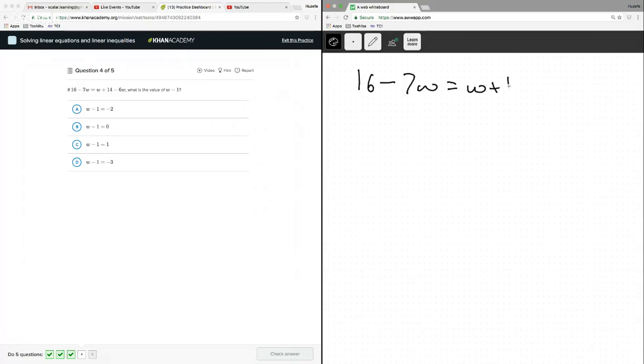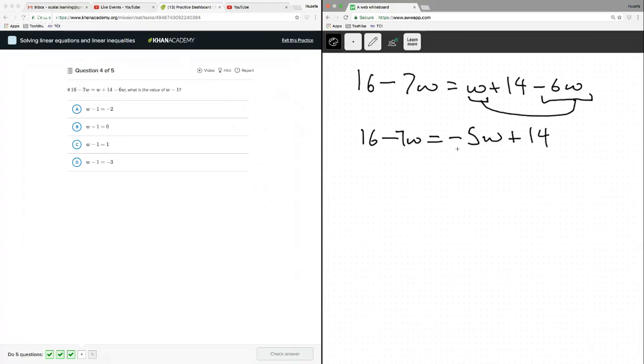W plus 14 minus 6w. First, I'll do it step by step. First, I'm going to add 6w. Actually, you know what? I'm going to do it the proper way. First, we should probably combine these w's here on this side because we got 2 like terms. So w plus negative 6w. So then I'll rewrite the whole thing. 16, minus 7w equals. That's going to combine to become negative 5w, right? Negative 6, positive 1, plus 14.